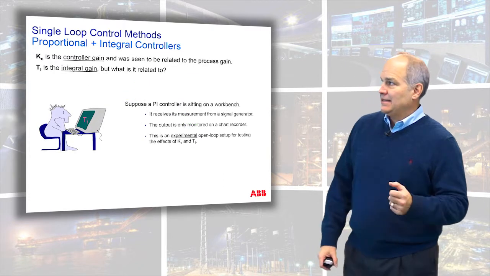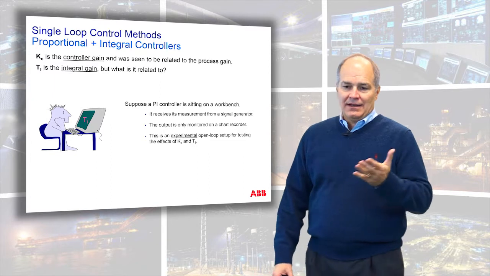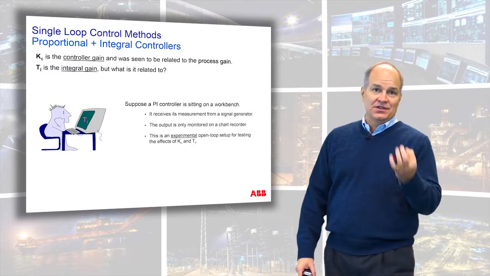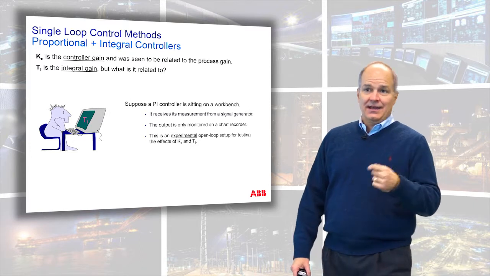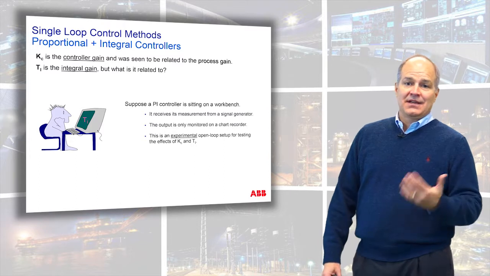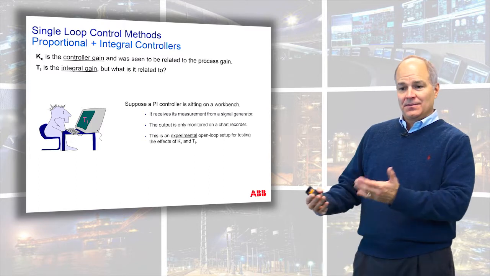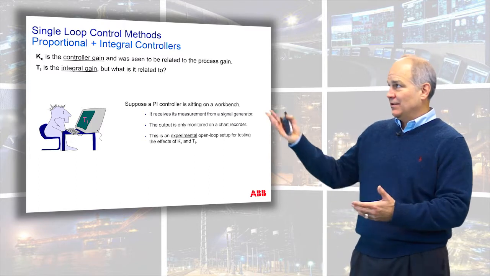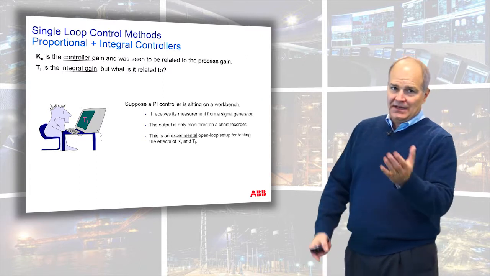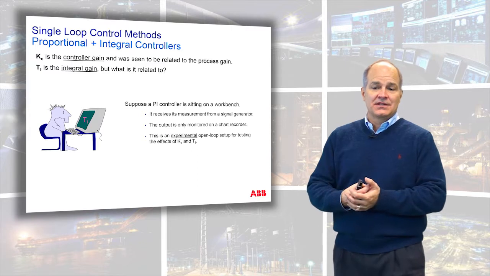Now, Kc, controller gain, that's where it gets a little fun. It's controller gain, or proportional band. Sometimes they'll call it G, sometimes they'll call it K, sometimes K sub C. If you look at the ISA naming conventions, K represents gain, the subscript C represents controller. So a controller gain, how does that relate to the process? We've seen that it is inversely related to the process gain.